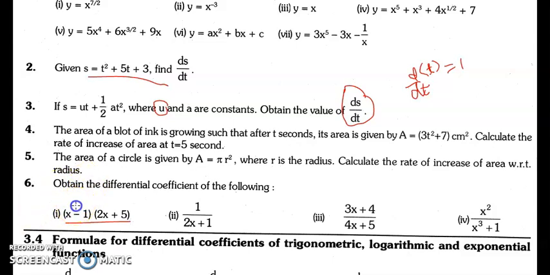I hope you remember the derivative of u into v means whenever we have been given the product of two functions, the derivative of u into v will be: first, u would be kept constant and we'll take the derivative of v, plus v would be constant and we'll take the derivative of u. Okay, so I'll give you the answer keys for question number 6 in the next video.